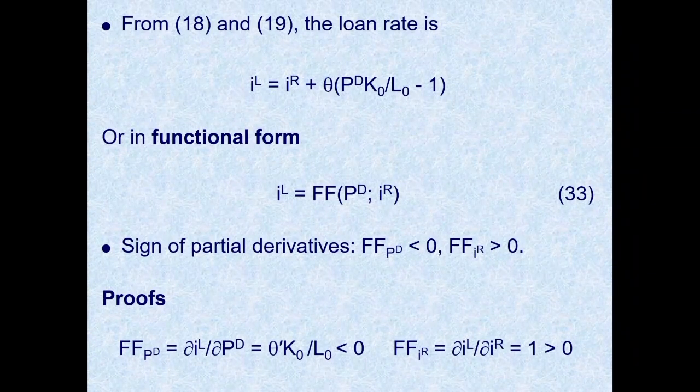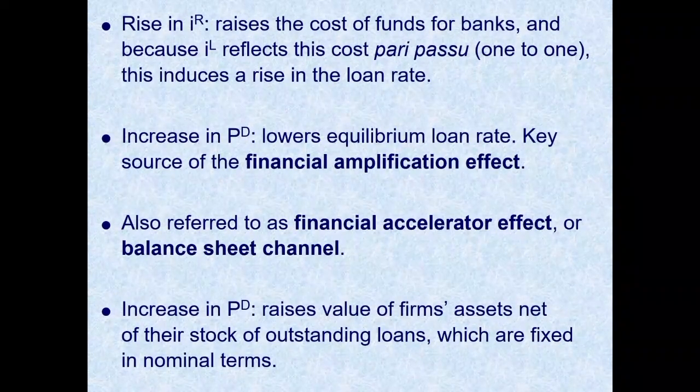So what is this telling you? Essentially, when prices go up, the loan rate is going to fall. Why? Because when prices go up, the value of collateral increases, and banks are going to charge a lower premium. As we will see, this defines the financial amplification effect that is commonly referred to also as the financial accelerator or the balance sheet channel. This is really at the heart of modern macro, basically. Those effects through the financial system.